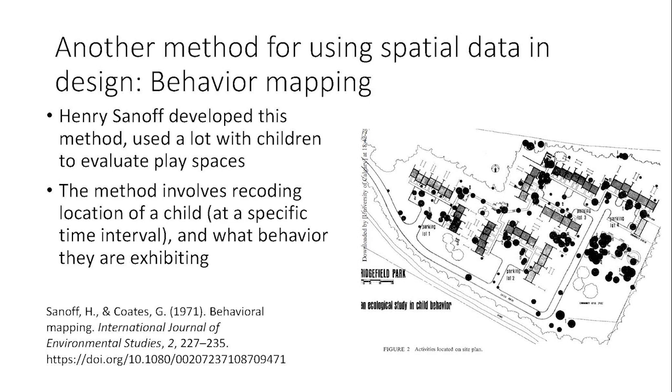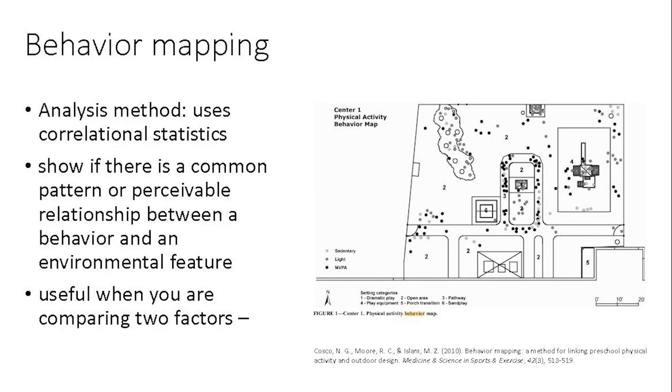Another method for using spatial data in design is called behavior mapping. Henry Sanoff developed this method a long time ago, maybe in the 1970s, and it's been used a lot with children to evaluate play spaces and other types of spaces. The method involves recording the location of a child or a person at a specific time interval, and at the same time that you record their location, you also record what behavior they're exhibiting. The analysis method most commonly used for this is some sort of correlational statistics, and it shows if there's a common pattern or perceivable relationship between a behavior and an environmental feature. This is useful when you're comparing two factors.